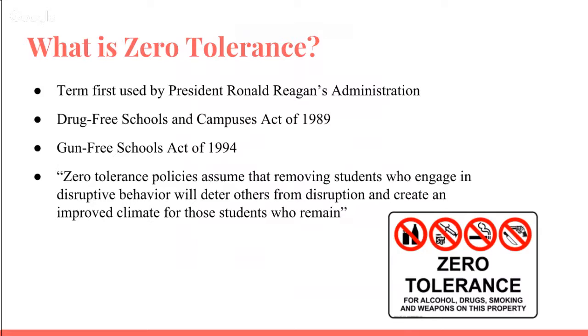In reaction to school shootings and a rise in violent juvenile crime, the Gun-Free Schools Act of 1994 required every state to pass a law requiring educational agencies to expel any student in possession of a gun for at least 1 year. It was the beginning of school zero tolerance policies encompassing a range of violations such as hate speech, harassment, fighting, and dress codes. It was described that zero tolerance policies assume that removing students who engage in disruptive behavior will deter others from disruption and create an improved climate for those students who remain.